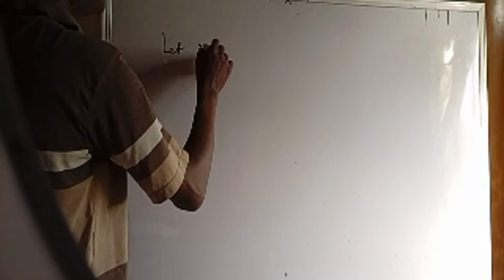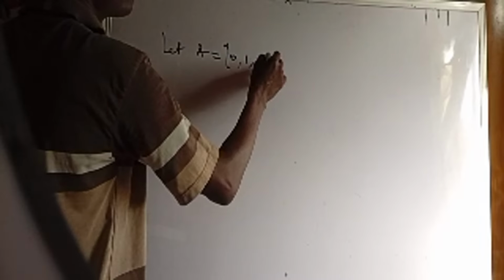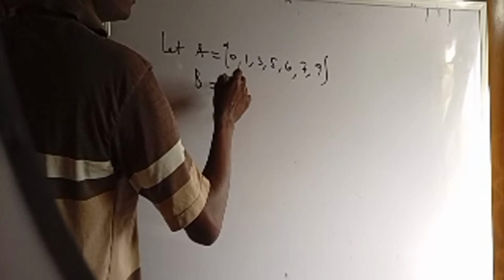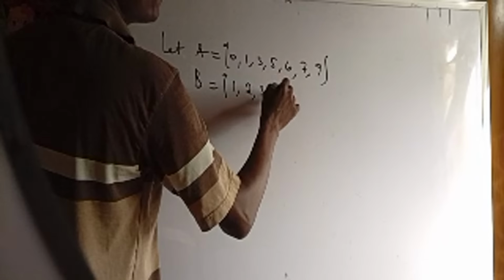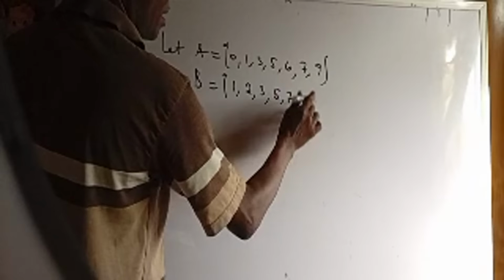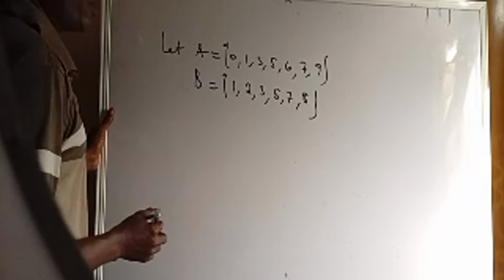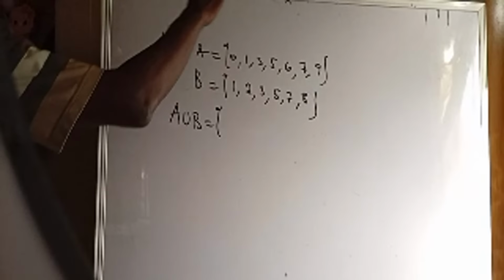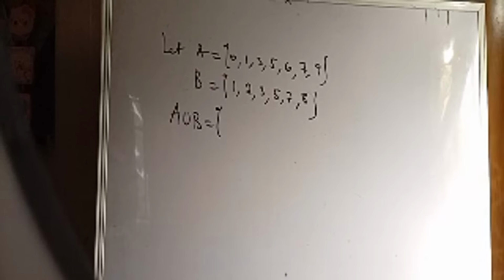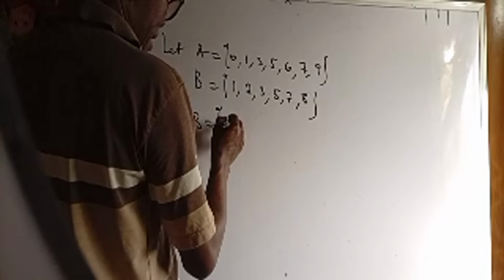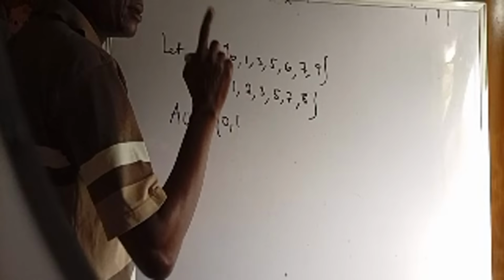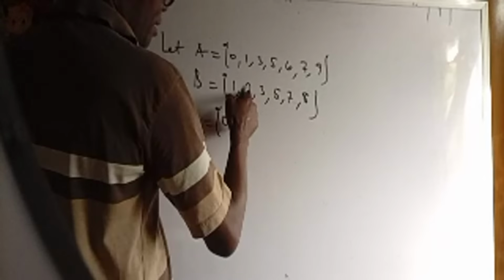Now let set A be a set of 0, 1, 3, 5, 6, 7, 9, and set B equals 1, 2, 3, 5, 7, 8. Now, you want to find the union of A and B. The union of A and B is a set that contains all the elements in A and B put together. That's all. So let's start. 0 is in A, write it. There's 1 in A, there's 1 in B. Just write only 1. Don't write it twice. There's 2 here.